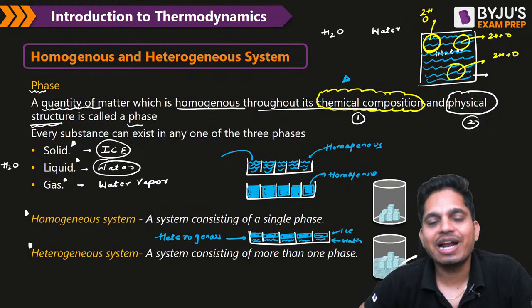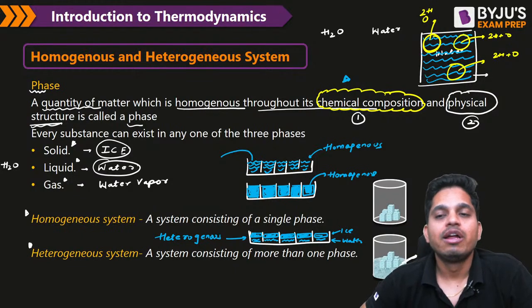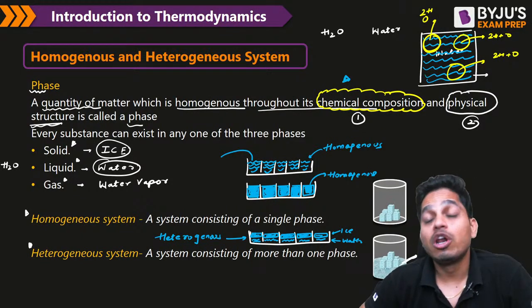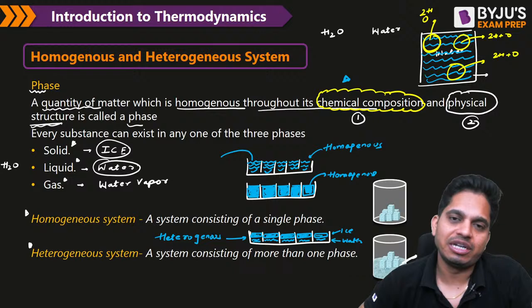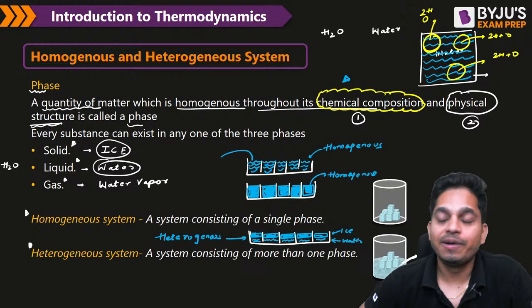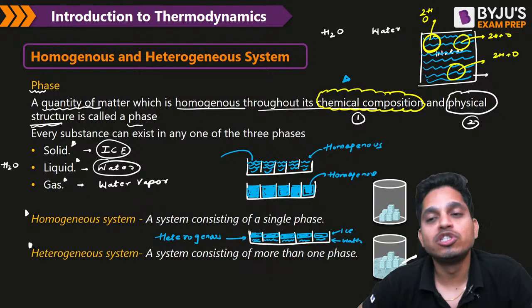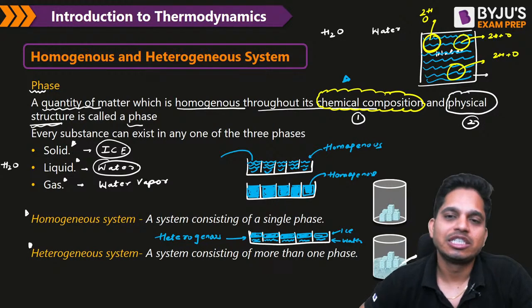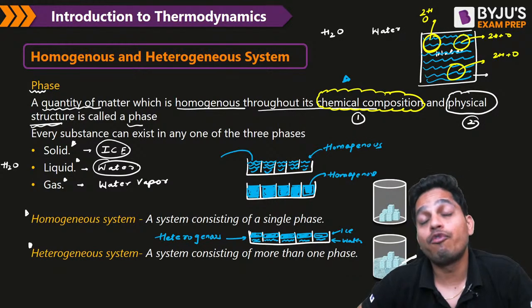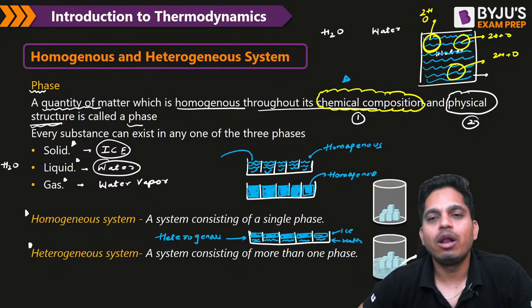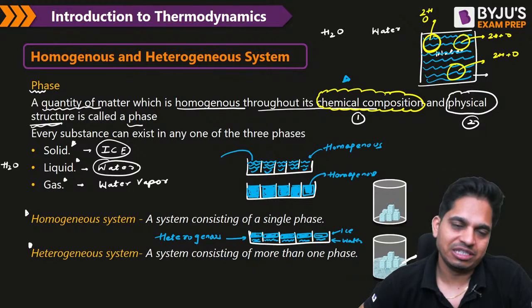Whenever two phases are combined, you will call it a heterogeneous mixture. Got it? So this is the difference between homogeneous and heterogeneous systems. When your system consists of only one phase, you call it a homogeneous system. When your system consists of two phases, you call it a heterogeneous system.